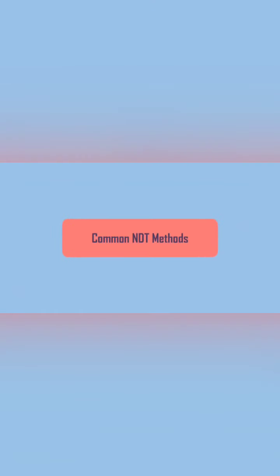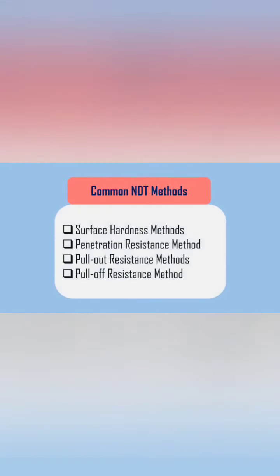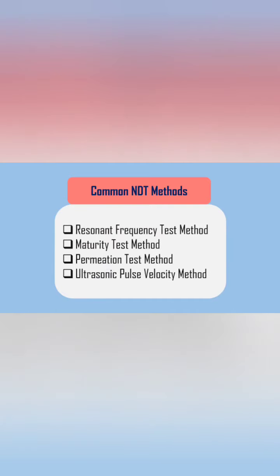The most common methods of non-destructive testing of concrete are surface hardness methods, penetration resistance method, pull-out resistance method, pull-off resistance method, resonant frequency test method, maturity test method, permeation test method, and ultrasonic pulse velocity method.